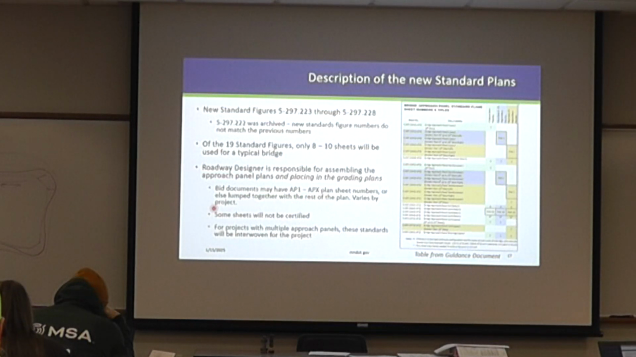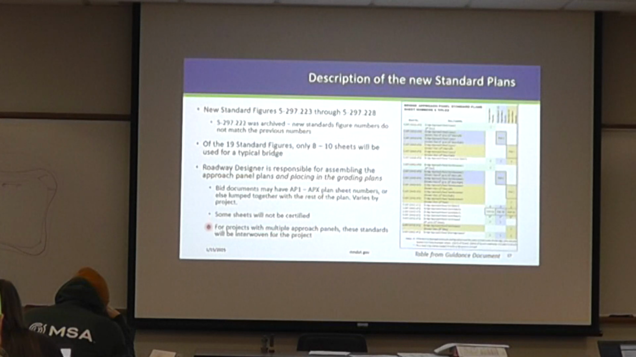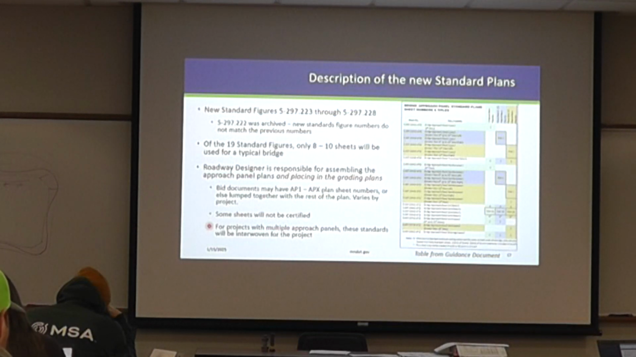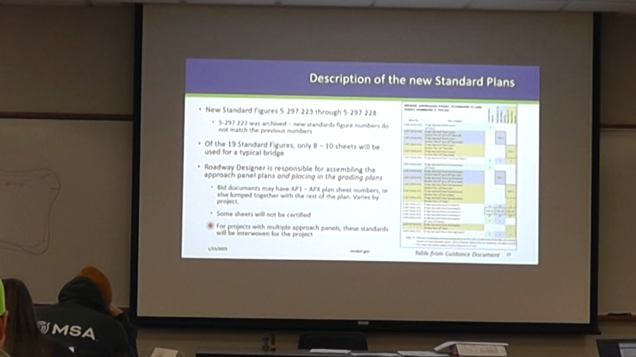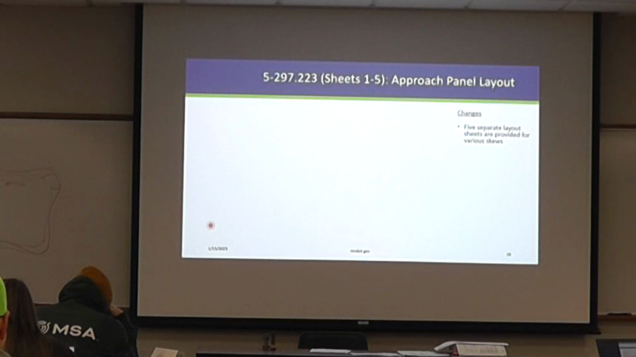Some of the sheets aren't going to be certified. Some of them will have to be certified by the roadway or the bridge designers, but some of them won't be. For projects with multiple approach panels, some of these standards will be interwoven for the project, meaning one of the standard plans might apply to all of the bridges on the project, or some, or hopefully not none. If it's none, then it would be in the plans. It's a mixed bag of which ones would apply, and you'll have to follow the guidance in the 223 details that I'll walk through here.